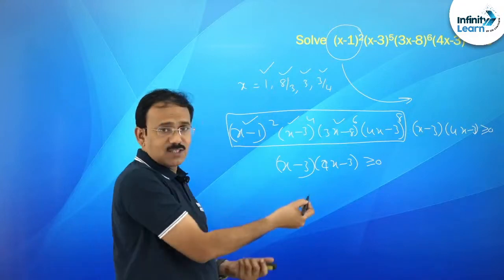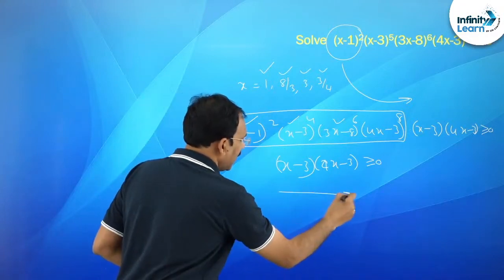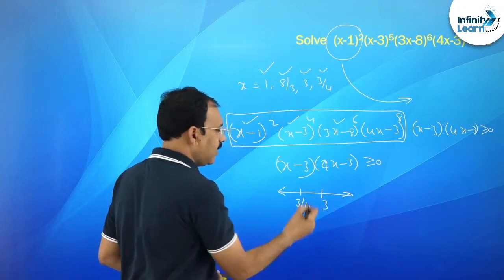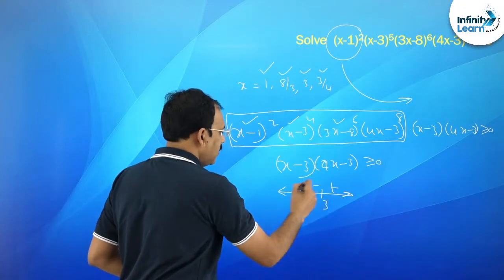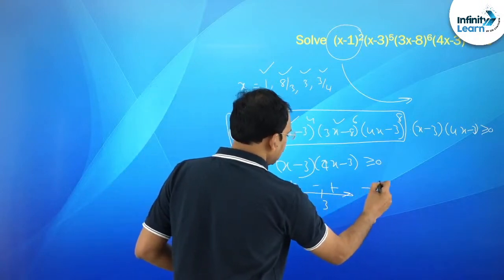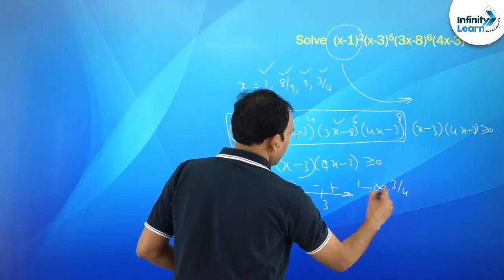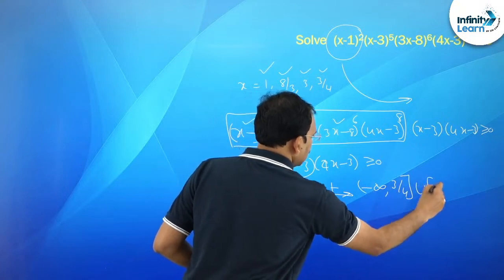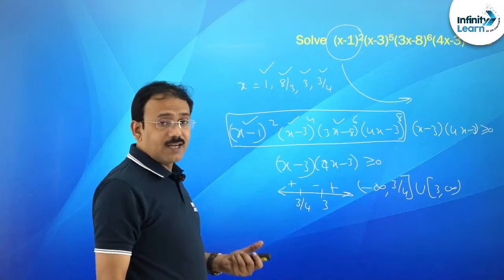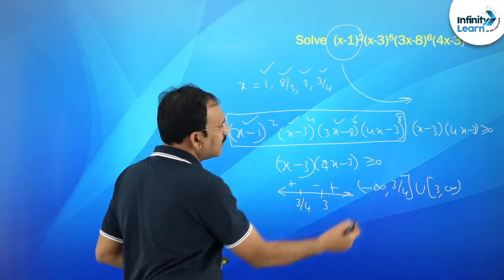Now how to solve this quadratic inequation? Plot the roots. The small number is 3 by 4, the big number is 3. The signs are positive, negative, positive. So I want greater than or equal to 0: minus infinity to 3 by 4, union 3 to infinity. That's all. After getting this, confirm: is 1 there in the solution?